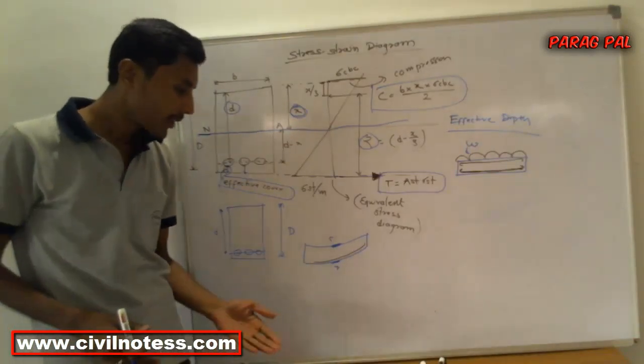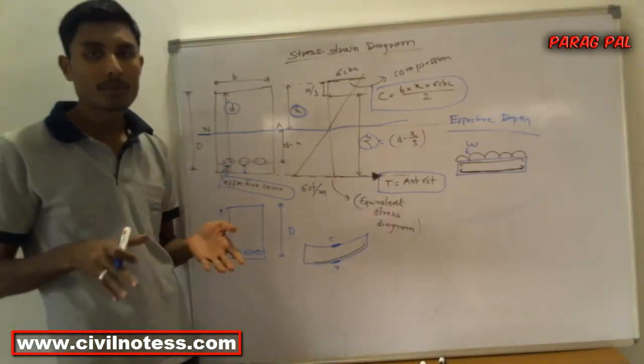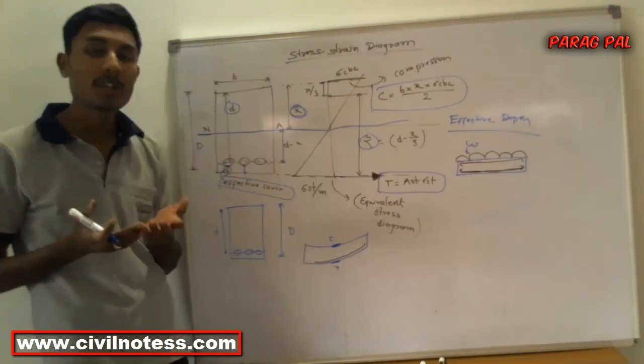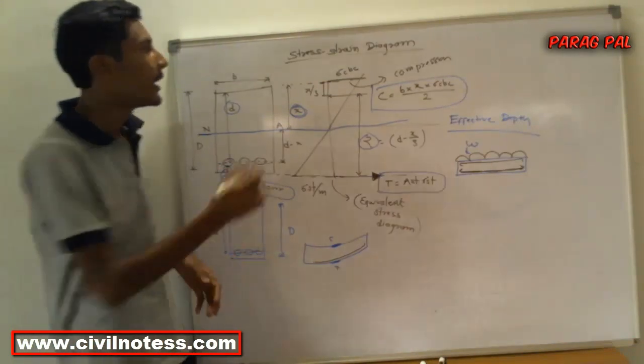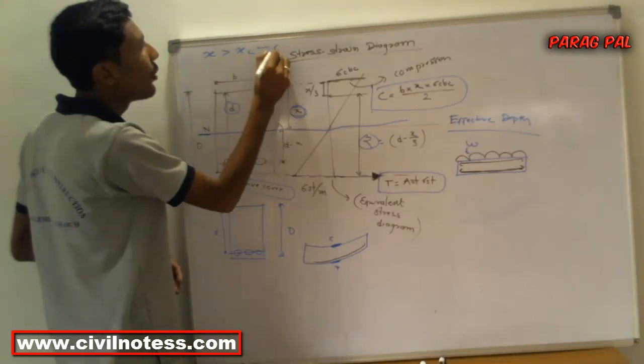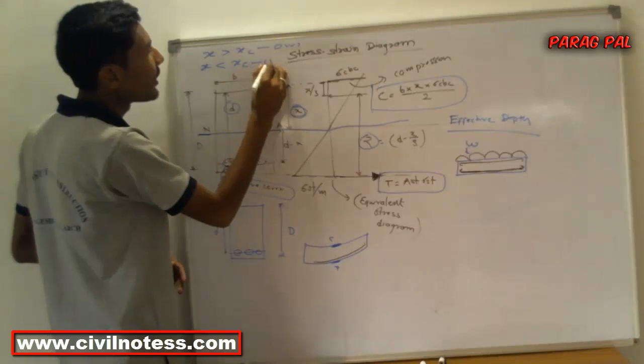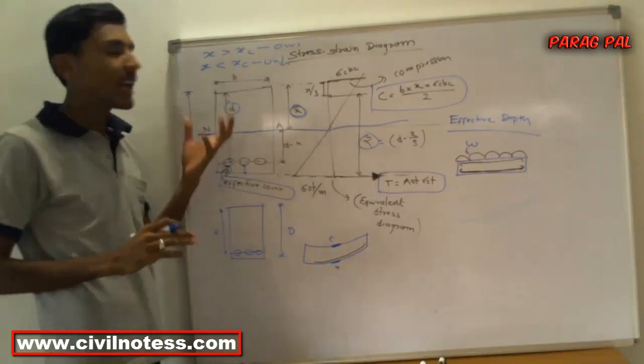If x is greater than xc, that means the depth of the neutral axis is more than the critical depth of the neutral axis. That reinforcement is called over reinforcement. If x is less than xc, it is called under reinforcement. These things I will explain later.